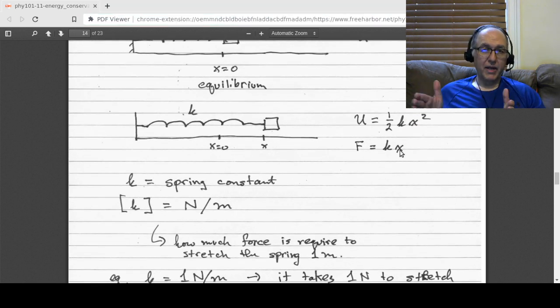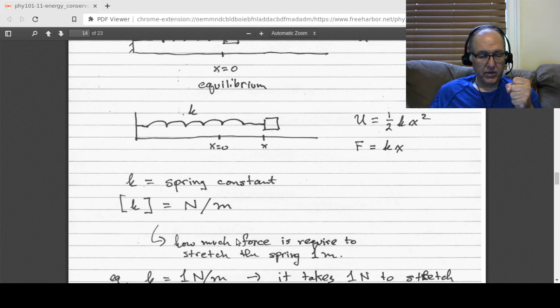If I stretch something 1 meter, there's so much force. If I double the stretch to 2 meters, there's twice as much force. 3 meters, there's 3 times as much force. So the force and x, the amount that you stretch the spring, they're linearly proportional to one another. But the constant of proportionality, that's k. Basically, k is a measure of how much force it takes to stretch the spring by 1 meter. Okay, the bigger k is, the stiffer the spring is, the harder it is to stretch. So a big k would be very hard to stretch. A small k would be very easy to stretch.